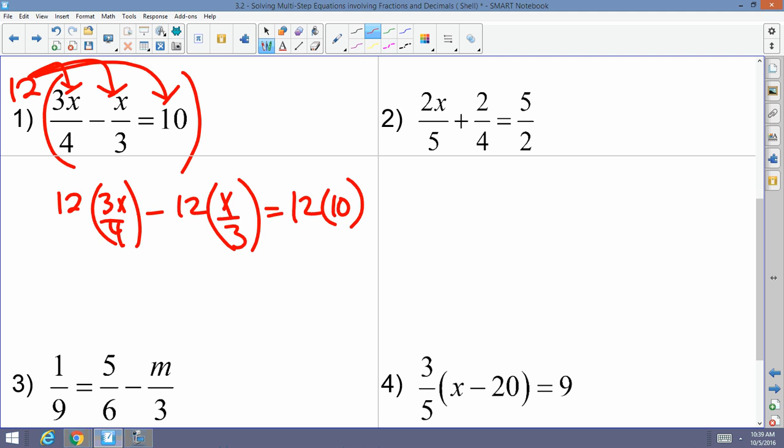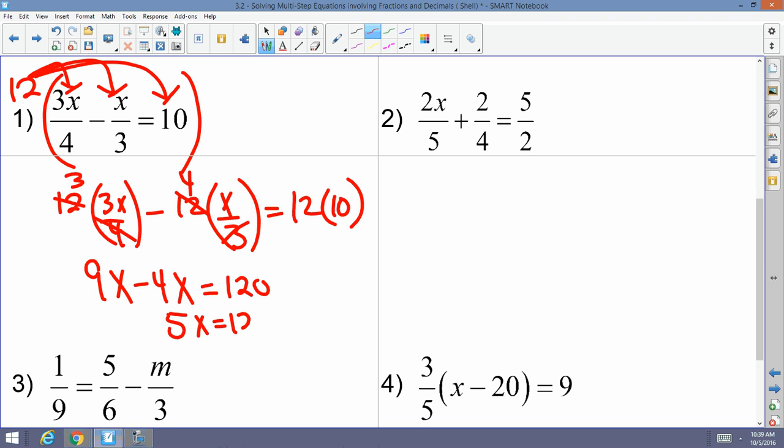So now, 12 divided by 4 is 3, right? So 3 times 3x is 9x by fraction. 12 divided by 3 is 4, so I got a minus 4x by fraction. And 10 times 12 is 120. So I've got 5x equals 120. Divide by 5, and x equals 24. And you don't have to use any fractions ever again in your life.